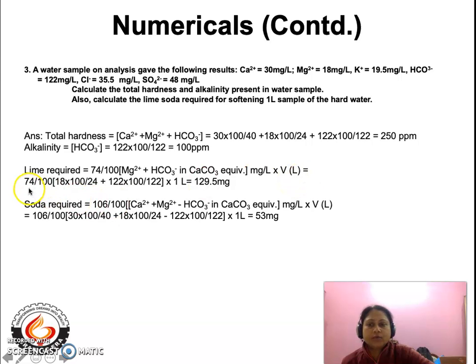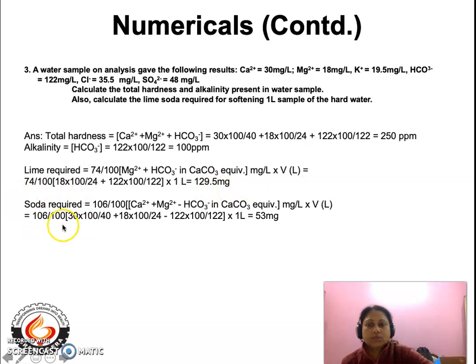So it is coming out to be 74 divided by 100, and this is the magnesium ions. We have to convert it into the calcium carbonate equivalent. So that is 18 into 100 divided by 24 plus the bicarbonate we have to convert into calcium carbonate equivalent. So that is coming out to be 122 into 100 divided by 122. So this is inside this bracket, and outside the bracket is the 1 liter of the hard water sample. So the answer comes out to be 129.5 milligrams.